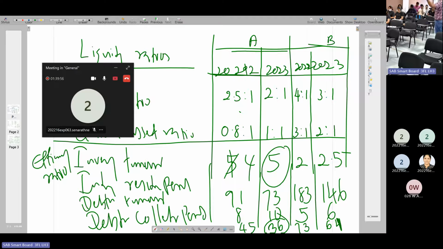Creditors turnover ratio. How to calculate it? Credit purchases divided by average creditors. If credit purchases are not given, you can take cost of sales. Credit purchases, or cost of sales, divided by average creditors.